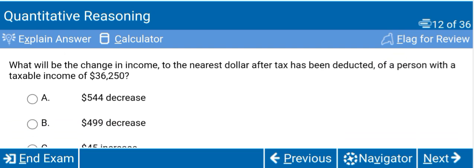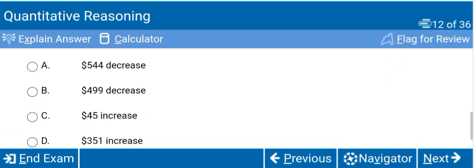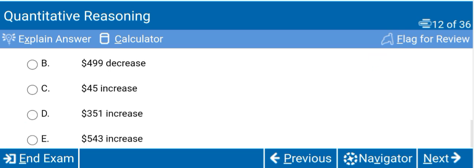Option A, $544 decrease. Option B, $499 decrease. Option C, $45 increase. Option D, $351 increase. And option E, $543 increase.